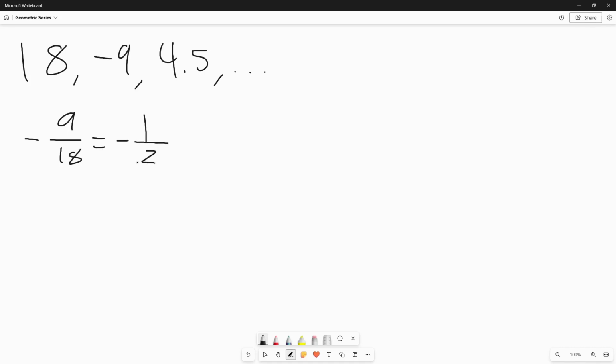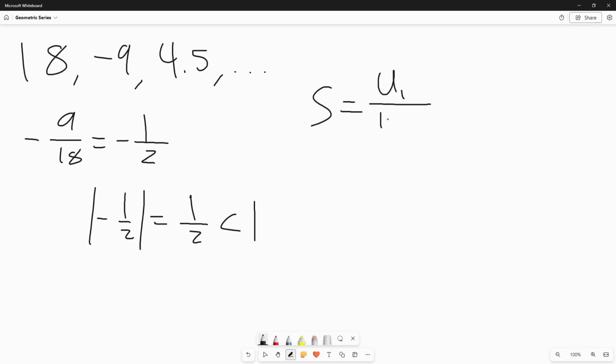And now we need to find the absolute value of this. If the absolute value of this is more than 1, then the sum is infinite. But if it's less than 1, then we can use the formula for an infinite geometric series. So the absolute value of 1/2 is equal to 1/2, which is obviously less than 1. So this means we can use a formula. And the formula is S equals u1 over 1 minus r, where u1 is the first term and r is the ratio.